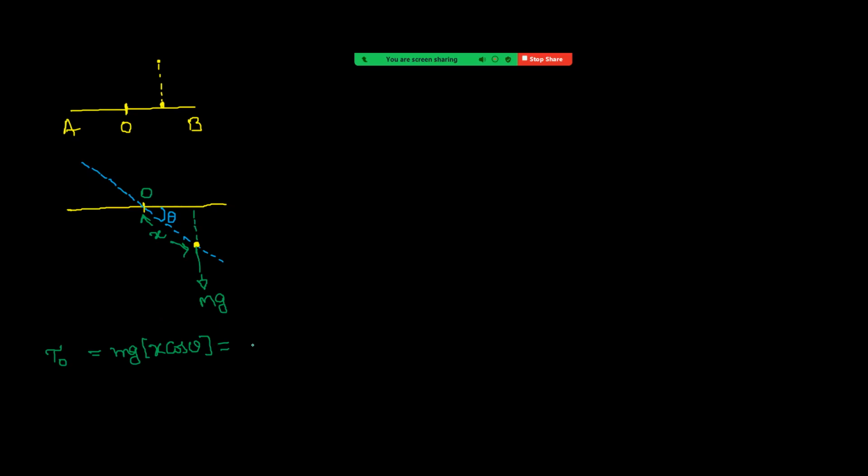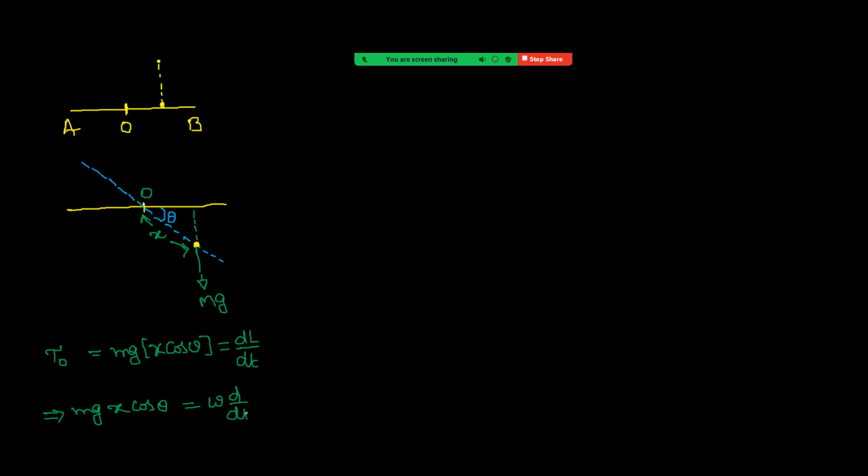Here we should not write I alpha, because we can write I alpha only if I is a constant, and here I is not a constant. For this we have to write net torque equal to dL by dt. So mg x cos theta equals d by dt of L, where L equals I omega. Omega is a constant, so I take omega outside, and the remaining is dI by dt.